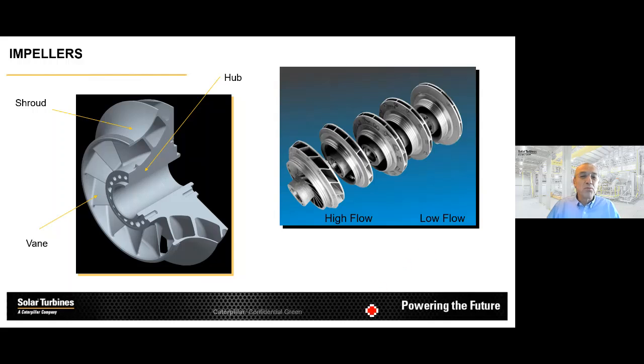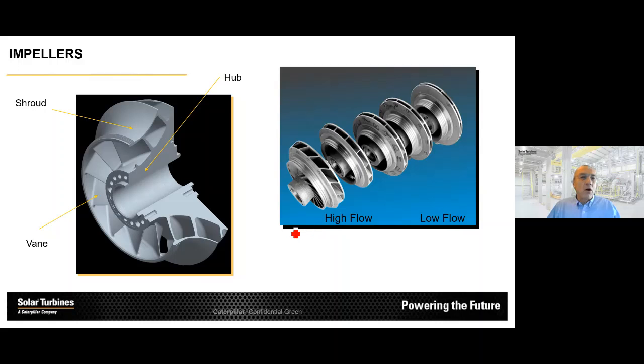The probably most prominent component in a centrifugal compressor is the impeller. The components of the impeller include the hub of the impeller, the vanes, so these are basically the blades, and we'll talk quite a bit about the function of these blades in a moment, and typically a shroud that essentially helps us to avoid leakage along the impeller.